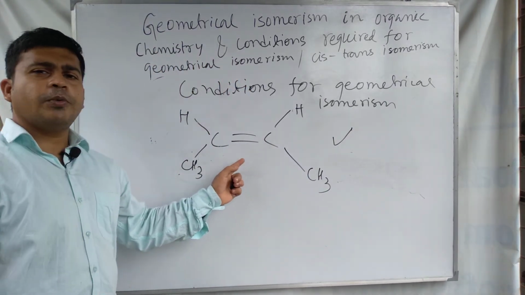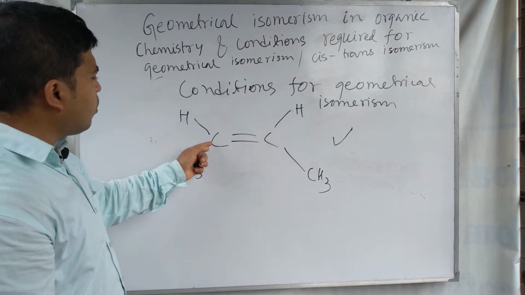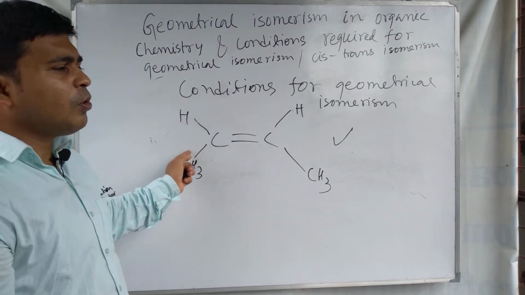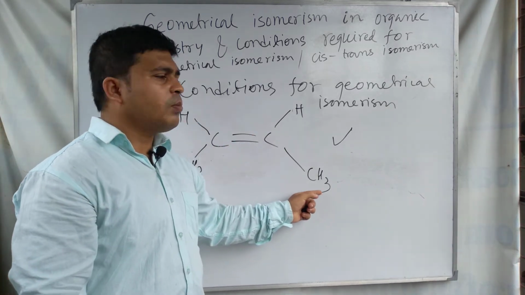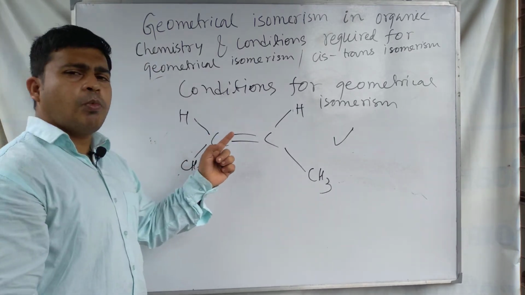This one can show geometrical isomerism because the two groups bonded to each carbon atom are different from each other. So in this case geometrical isomer is possible.